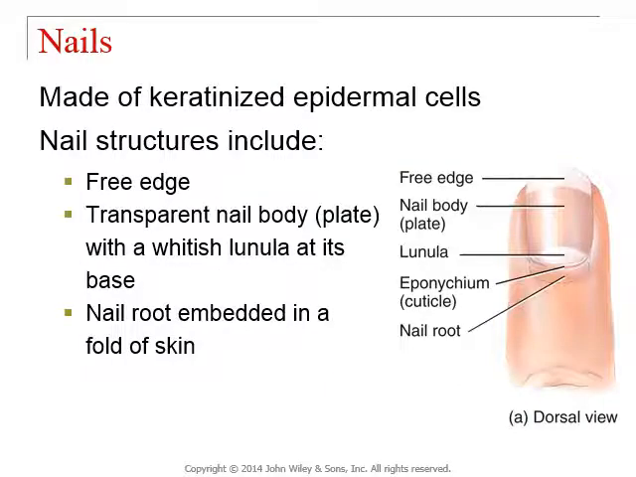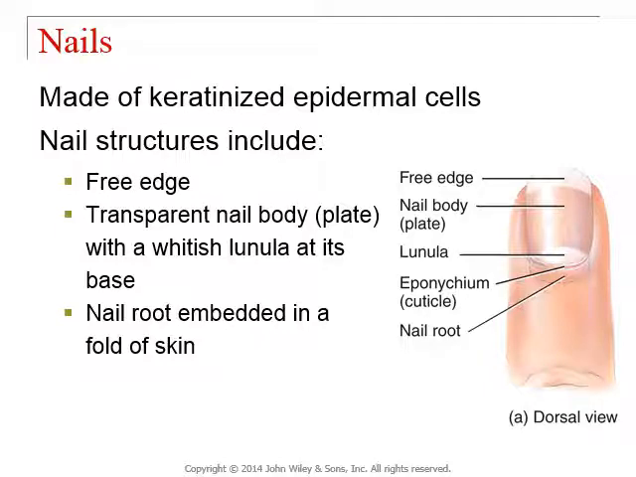And finally, nails will be the last accessory structure of the skin. These are made from keratinized epidermal cells. The structures of the nail will include the free edge, which is the most distal whitish portion of the nail plate or the nail body. In some patients, you'll find the lunula, which is the whitest portion, which is the thickest portion of the nail plate. Some people, the lunula is very apparent. Some people, it will be very thin, if there at all. You find these on the fingers as well as the toes.